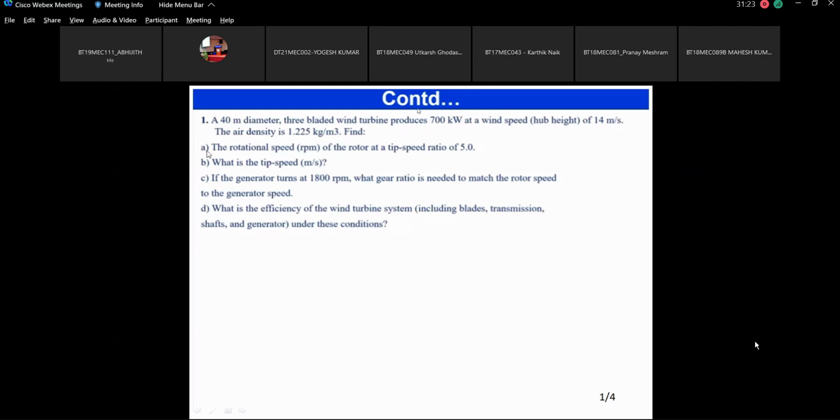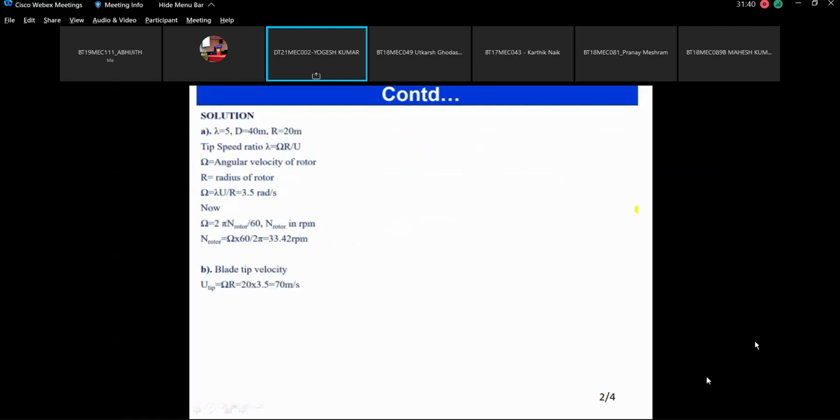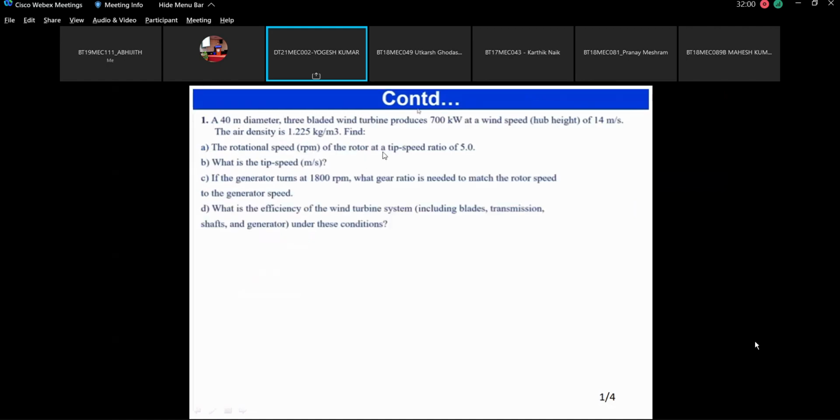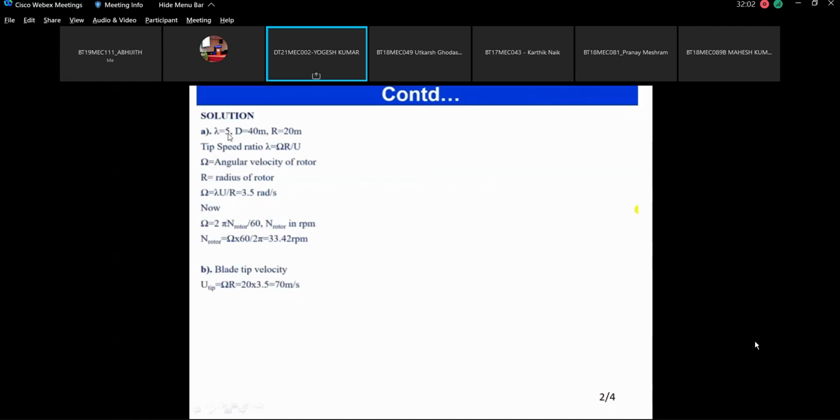So in the first part, the rotational speed of the rotor in RPM at a tip speed ratio of 5. To calculate rotational speed, we have a formula for tip speed ratio: lambda equal to omega r by u. Here u is free stream velocity, r is radius of rotor, and omega is rotational speed or angular velocity of rotor. Here tip speed ratio is given 5, so lambda equal to 5.